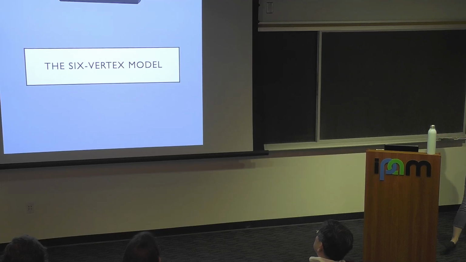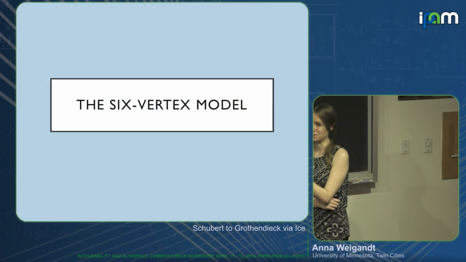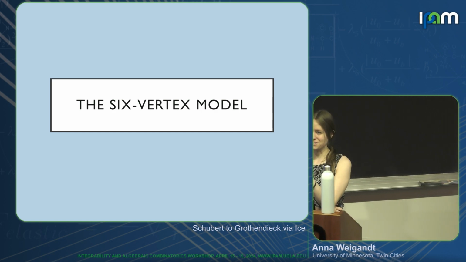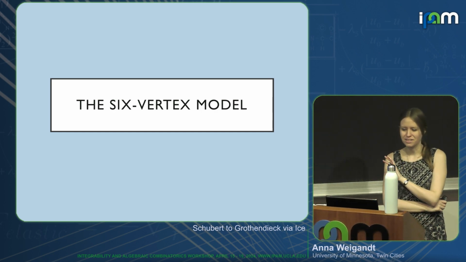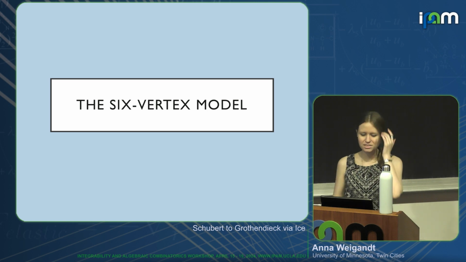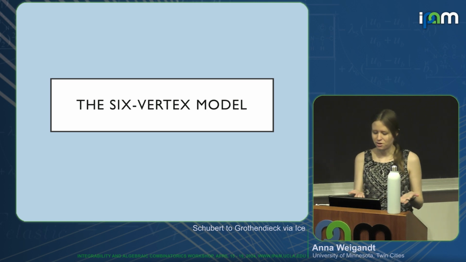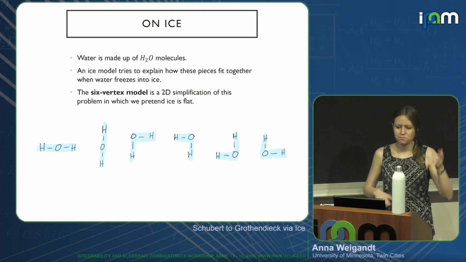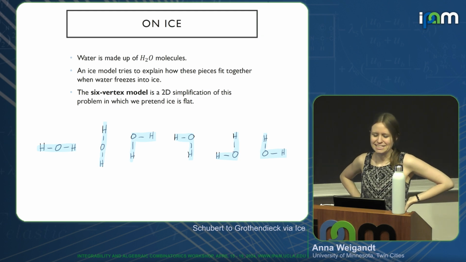And I know that there's a variety of people, from absolute experts in the six-vertex model to graduate students who are coming from maybe the other side of this conference. So I want to just make sure that we're all on the same page. So why is ice in the title?